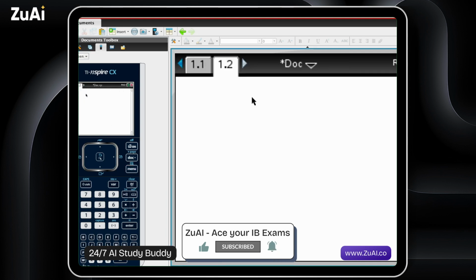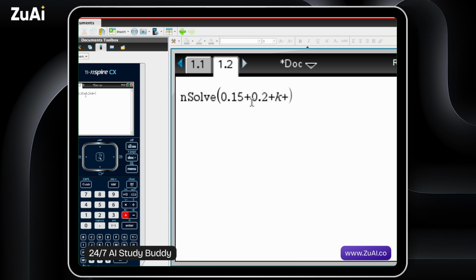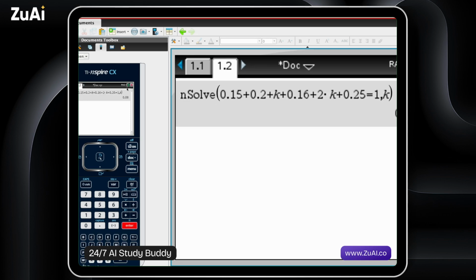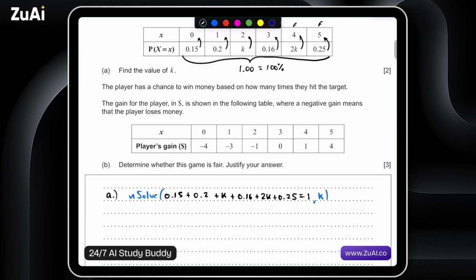Menu, algebra, numerical solve. 0.15 plus 0.2 plus k plus 0.16 plus 2k plus 0.25 equals 1. Remember last time it didn't really accept that too well, so I'm going to write 2 times k, and then tell the calculator what to solve for. Okay, k is equal to 0.08. Going back to the document here, k is equal to 0.08.